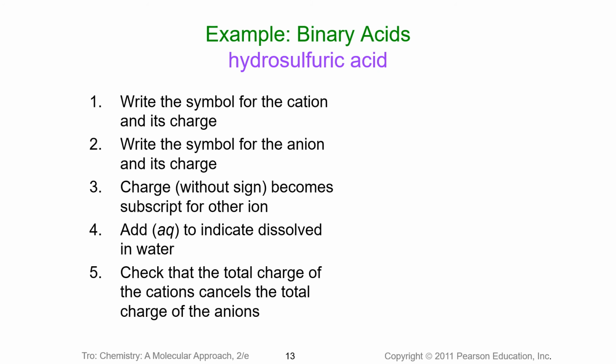So here's an example, hydrosulfuric acid. We write the symbol of the cation with its charge. Because it says acid, we know that the cation is H+. We want to write the symbol for the anion. So our anion is going to be sulfur. We know this because it starts with hydro, so there is no oxygen. If we look at sulfur's position on the periodic table, it's a -2. Now the charge without the sign becomes the subscript.